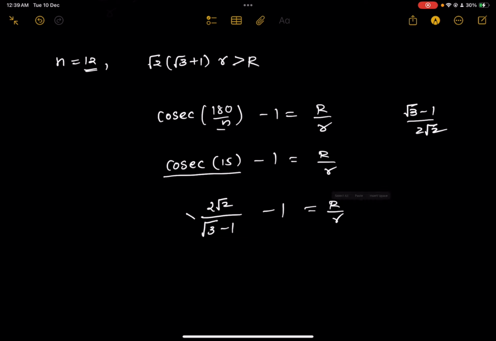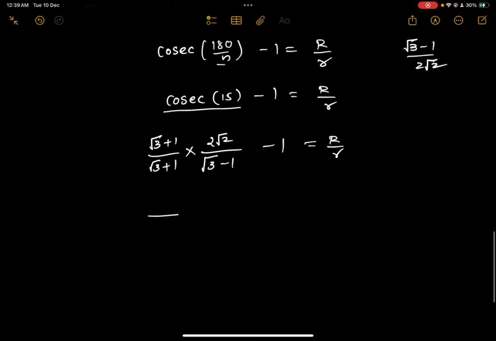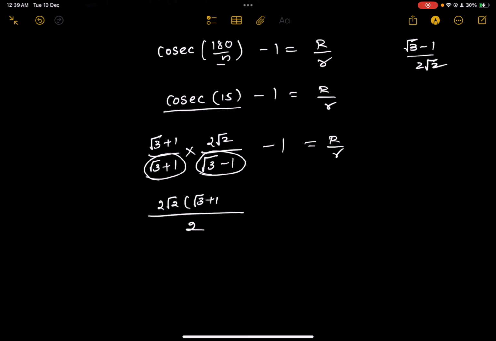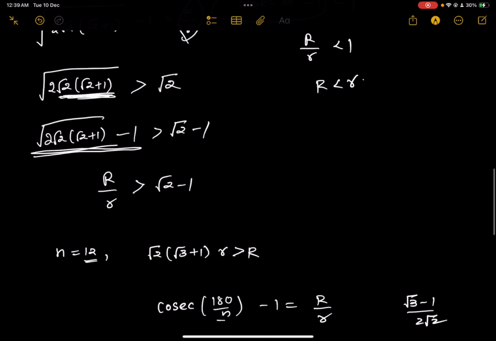Again, let us rationalize this. Let us multiply the numerator and denominator with root 3 plus 1. So the denominator will be a plus b into a minus b, a square minus b square, so that will be 2. The numerator will be 2 root 2 into root 3 plus 1. So this 2 and this 2 will get cancelled. So root 2 into root 3 plus 1, minus 1, is R upon r.